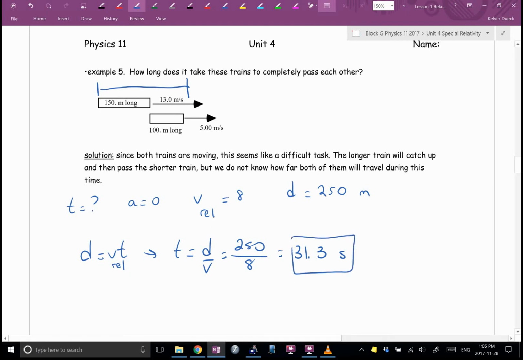What if instead of heading in the same direction, they were heading towards each other? What would the relative speed be? 18. What if they're heading away from each other? What would the relative speed be? Still 18. If they're heading in the same direction, bigger minus smaller. If they're heading in opposite directions, add them up.